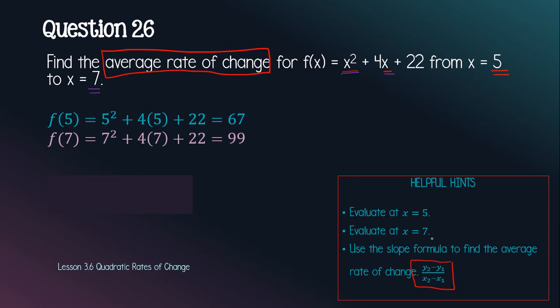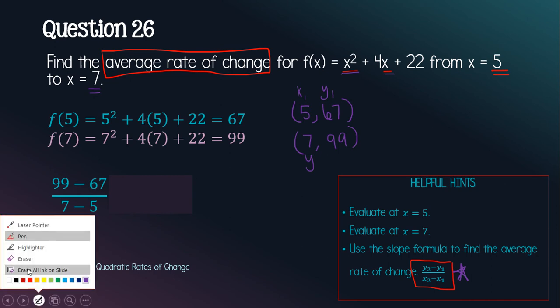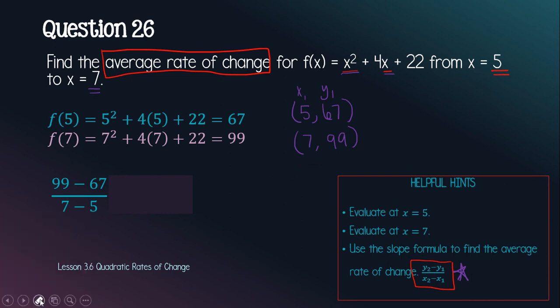So now I can go ahead and use my formula here for the average rate of change to find my answer. So here's my y's. This might also be helpful to you. So this first number, or the first coordinate, excuse me, my x was 5 and my y was 67. So this is like my x1 and my y1. And then the second values I found, 7 and 99, this is going to be my x2 and my y2. Okay, so that's where I got these values from to plug in.